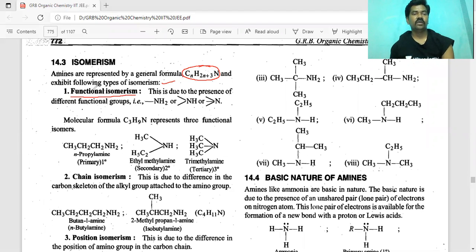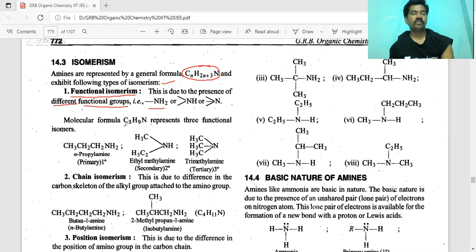Functional isomerism. The name itself tells you that functional isomerism is due to the presence of different functional groups. So different functional groups present on the nitrogen atom, and this type of isomerism arises in nitrogen compounds or amines. So the first one is amine, NH2. Then there are two alkyl groups, and here three alkyl groups are present. Now these are considered as functional groups.